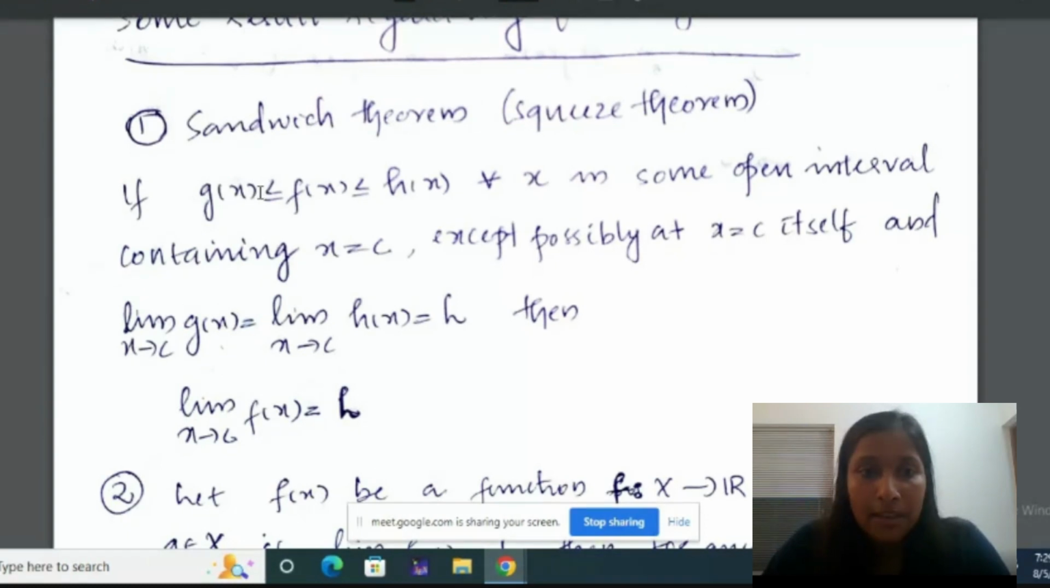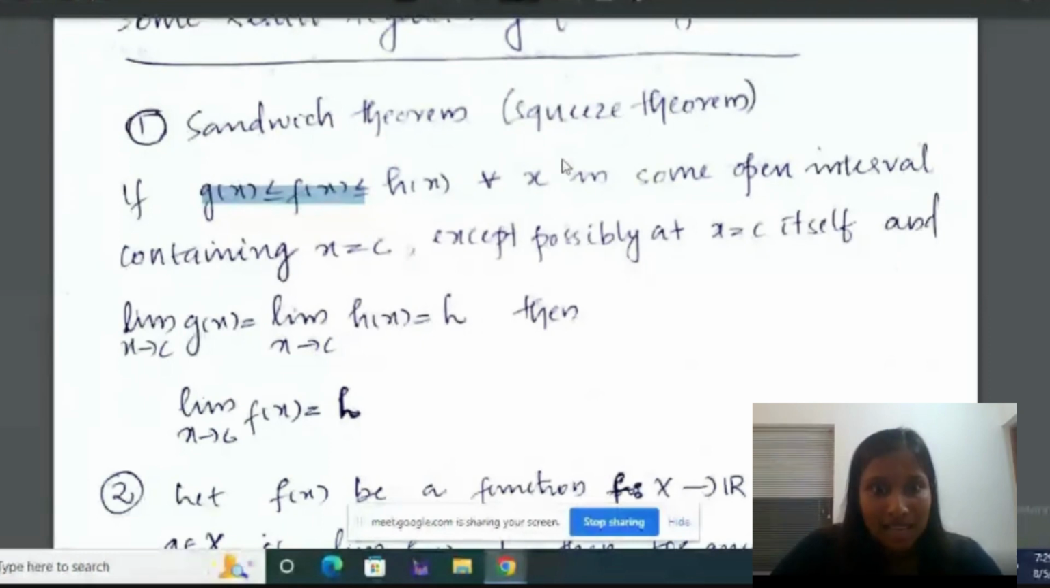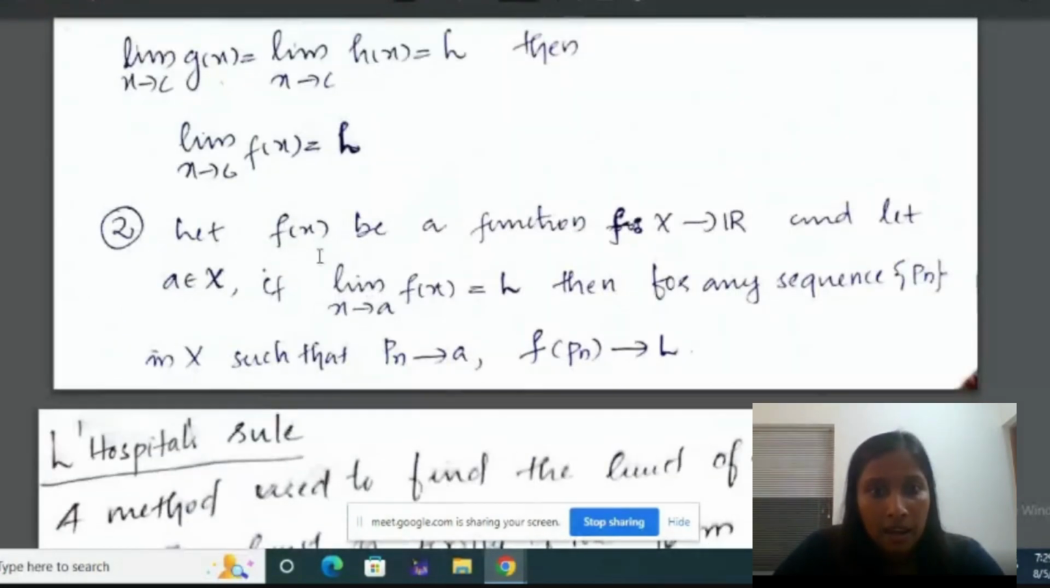If g of x is less than or equal to f of x, which is less than or equal to h of x, that is, let f of x be sandwiched between g of x and h of x for all x in a neighborhood containing a point, but we don't have to get this result at c. At c, it may take any form, but in some neighborhood, let this condition hold for f of x. And also, if the limit as x tends to c of g of x and the limit as x tends to c of h of x are some unique value L, then the sandwich theorem, or squeeze theorem, says that the limit as x tends to c of f of x is equal to L. So we will demonstrate this result in the coming session.